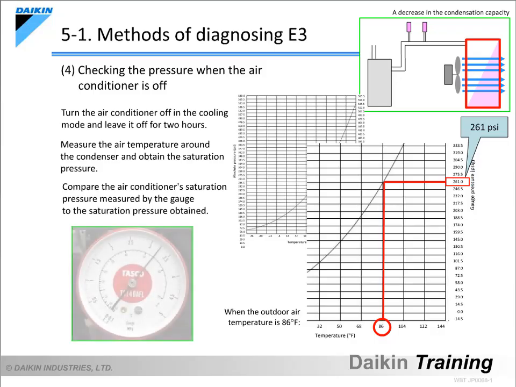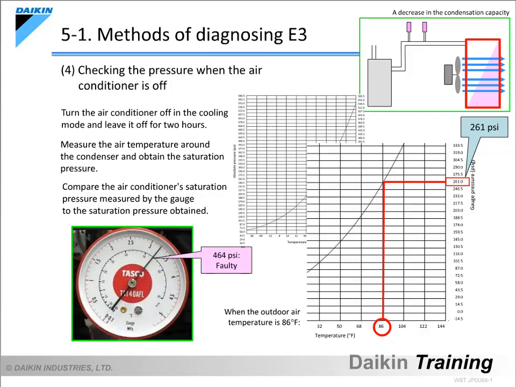If the obtained refrigerant pressure differs from the actual pressure of the air conditioner measured by the gauge, this may point to contamination by uncondensed gas. If this is the case, it is necessary to recharge the refrigerant. If the pressure level obtained from the saturation curve is the same as that measured by the gauge, there is no contamination by uncondensed gas. Therefore, proceed to the next item to be checked.